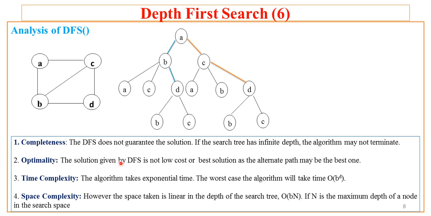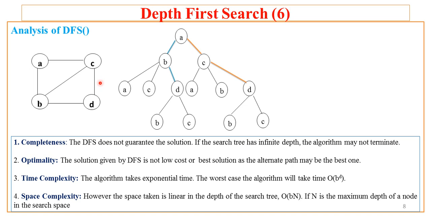Now optimality, that is the second criterion for the analysis of an algorithm. The solution given by DFS is not the low cost or best solution, as an alternate path may be the best one. For example, in our case, whatever simulation we saw, the path was from A to B and B to D. Assume that the distance from A to C is, say, 5 and the distance from A to B is 2. Now our algorithm will try to choose the shortest one, that is 2.